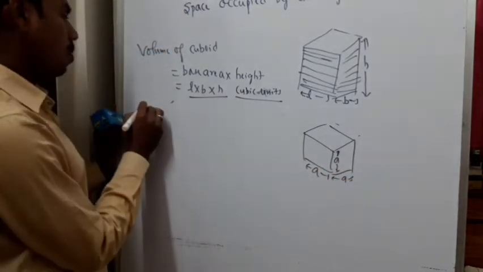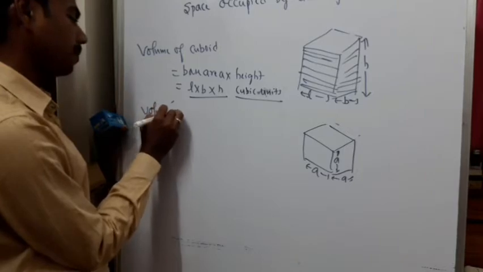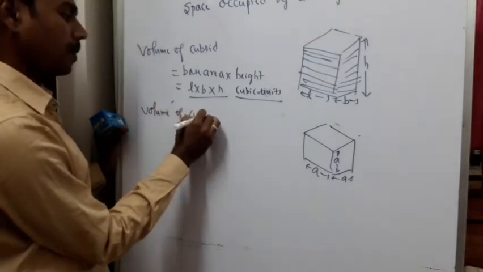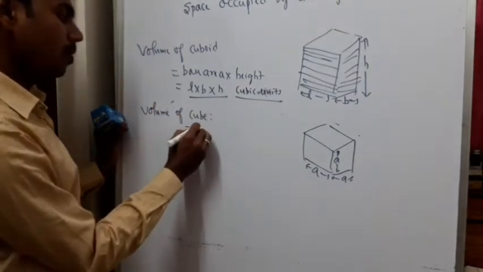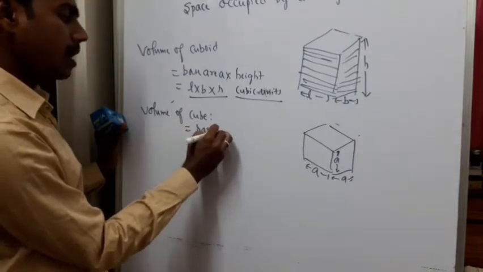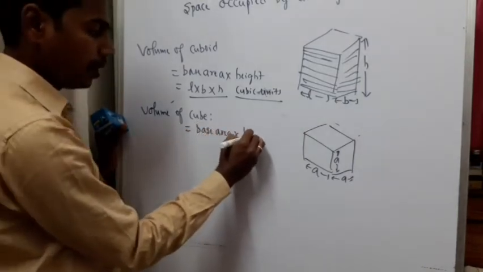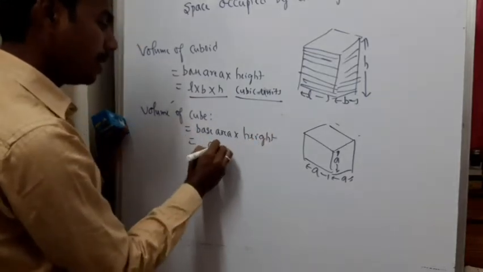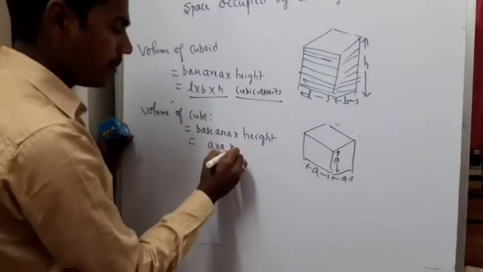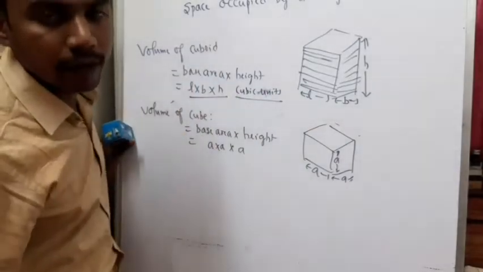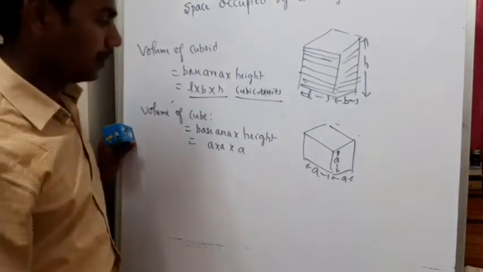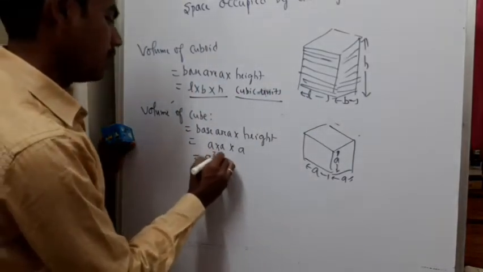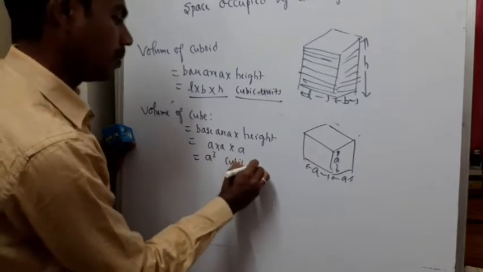So volume of cube is equal to base area into height. What is the base area? A into A. What is the height? A, because all the edges will be equal in case of a cube. So that is A cube, cubic units.